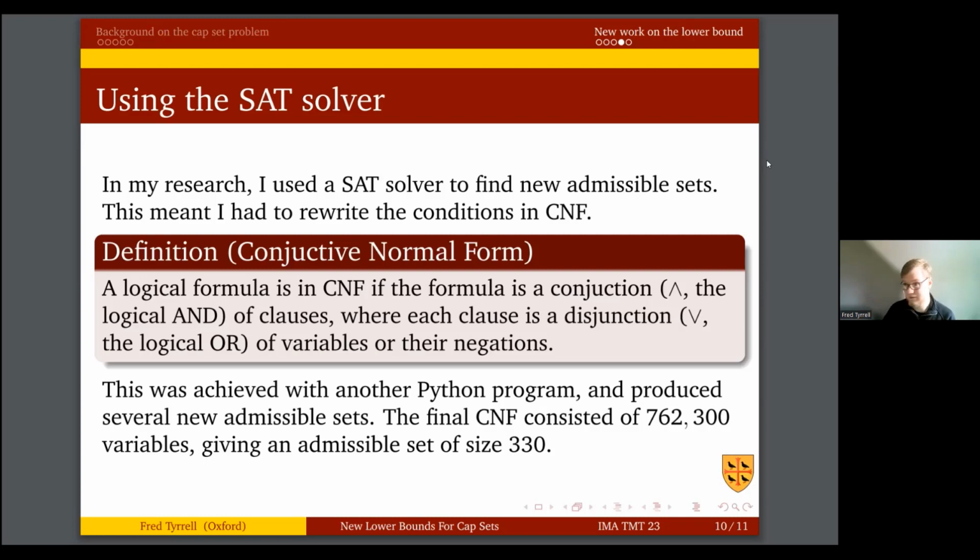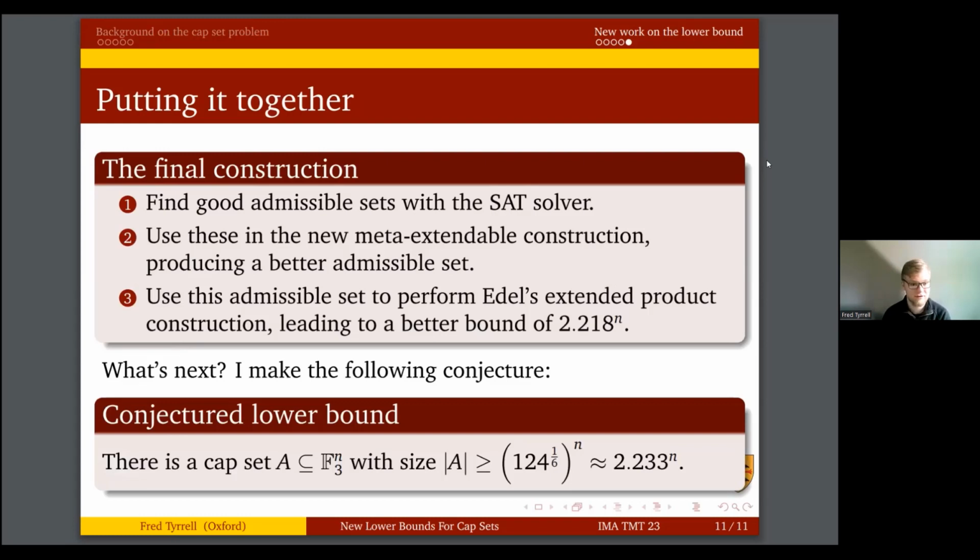So that's exactly what I did. I gave my problem to the computer, and it gave me back some nice ingredients, and I stuck it into my new construction, got some even better ingredients, and then put it into the old construction, and came up with a new answer. So that's a brief summary of what I did.